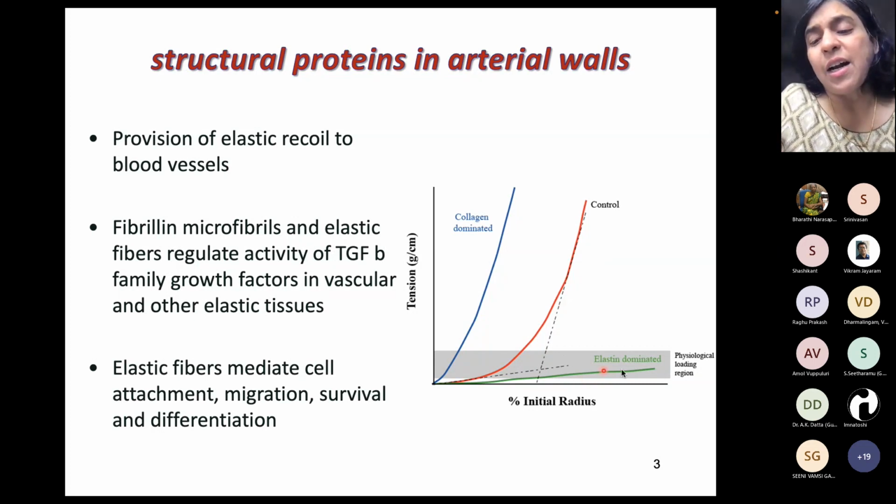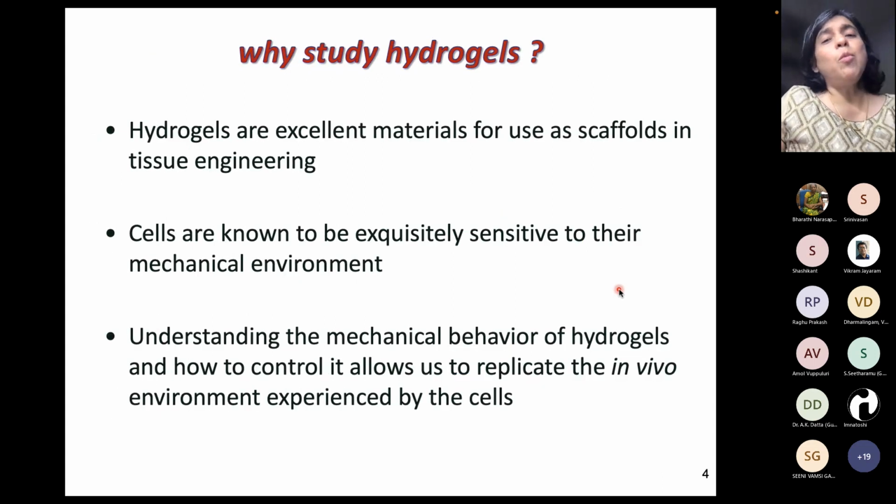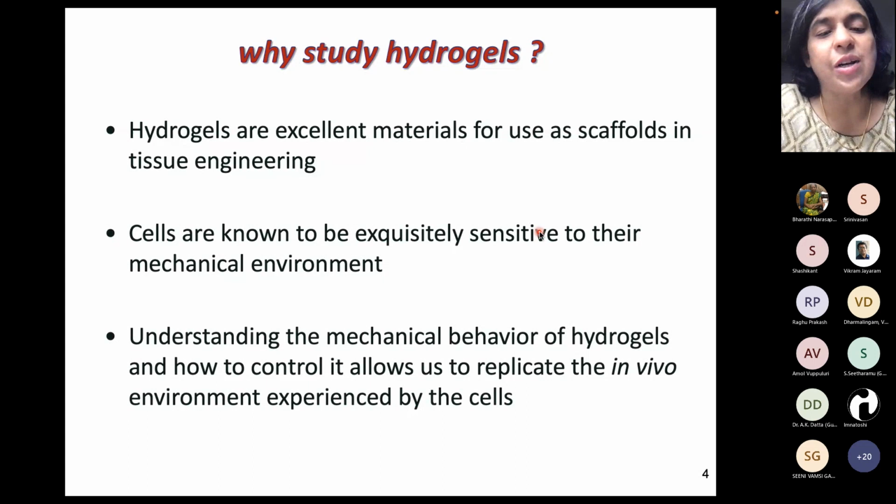So we initially started by making both elastin and collagen hydrogels, but soon we realized that the problem was a lot more complex, and we decided to focus on gelatin purely. So why do we really need to study hydrogels? Hydrogels are two-phase materials. They include proteins and water typically, and these are excellent as scaffolds in tissue engineering.